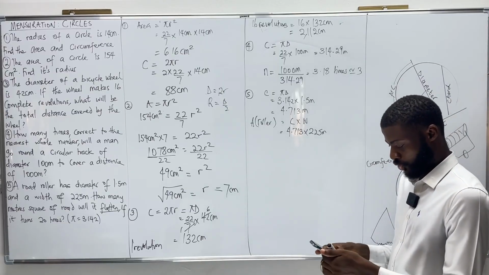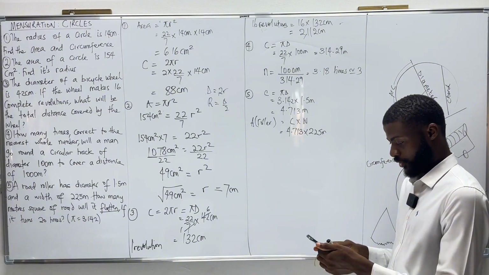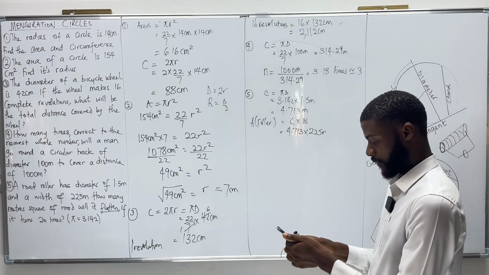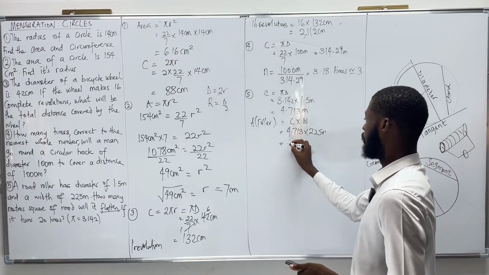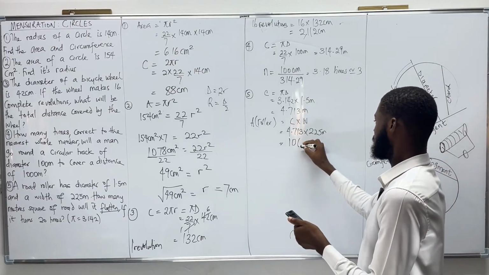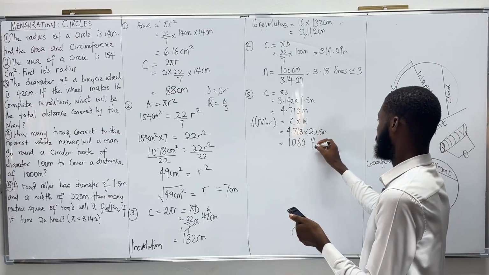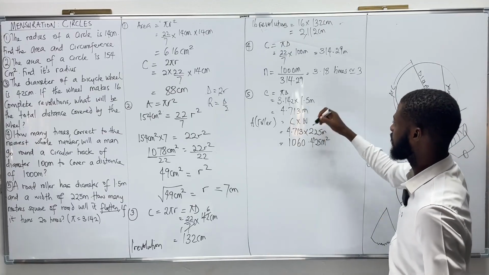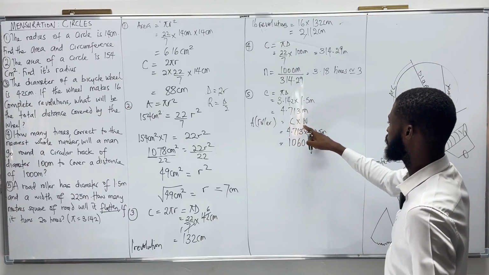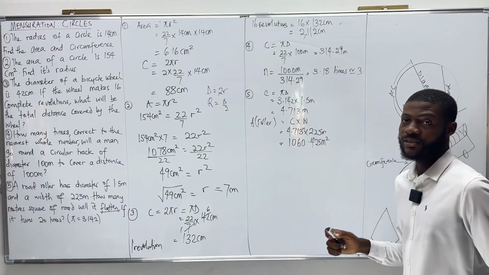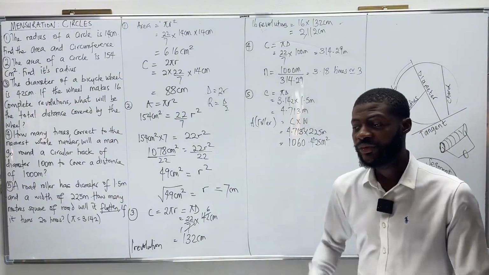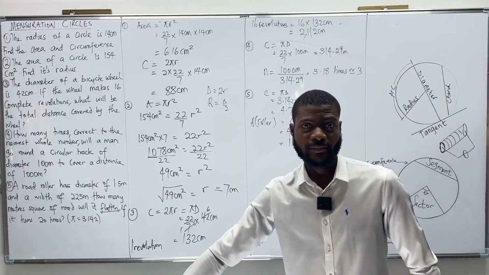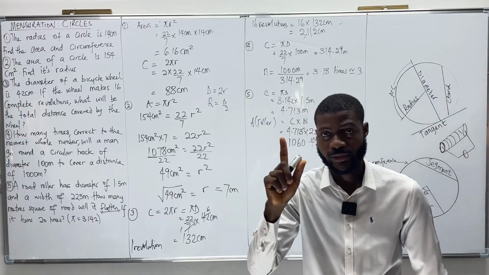Okay, so times 225. This will give 1,060.425 meters squared. It would then be meters squared. Oh, this one has meters, I should have put that. So this one is meter times meter, meter squared. So this is now the area the roller will cover. This is the area that the roller will cover if it turns once.